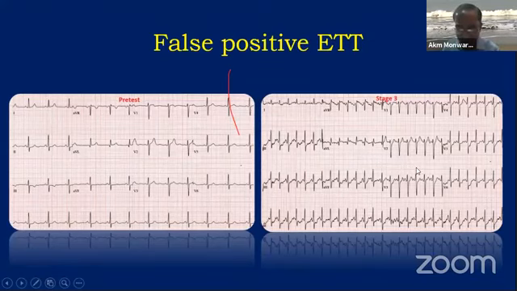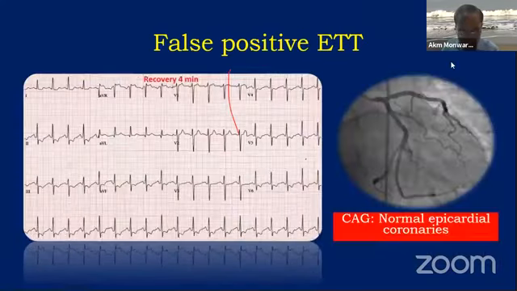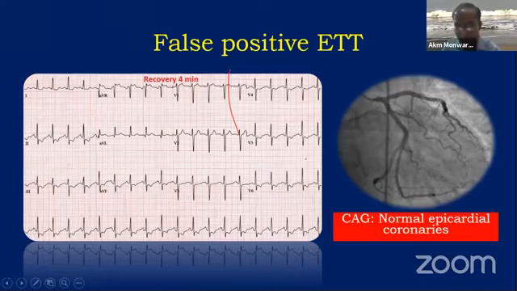But unfortunately, the coronary angiography report was normal. So this may be a good example of false negative ETT. Some persons may give the reasoning that it may be a case of syndrome X, maybe, may not be.